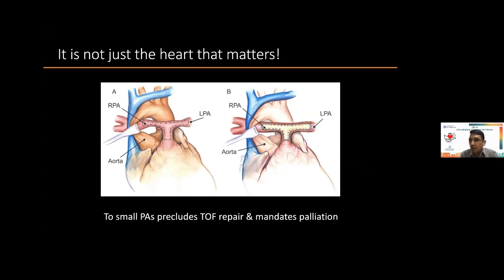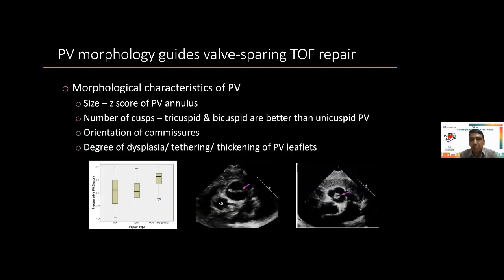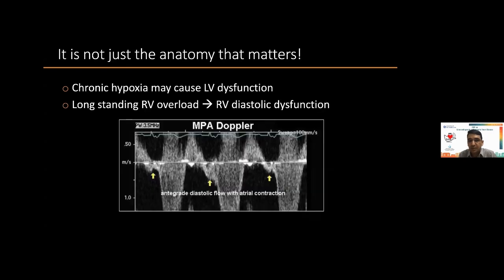It is not just the heart that matters. It is the pulmonary artery probably which will determine the immediate surgical outcome in these patients. If the PAs are too small, you cannot do a surgical repair, and this patient has to go for palliation of some sort. Now, there is valve sparing TOF repair, where again, morphological characteristics of pulmonary valves are important. And there comes the role of dedicated detailed echo. So you have to see the z-score of the pulmonary valve annulus, number of cusps, orientation of commissures, and degree of dysplasia. If it is a thickened valve, it is very difficult to repair. If it is a thin pliable valve, they may use this valve for valve sparing surgery.